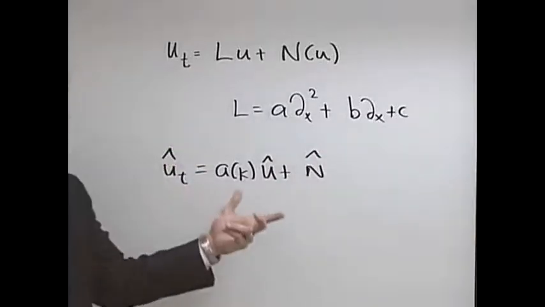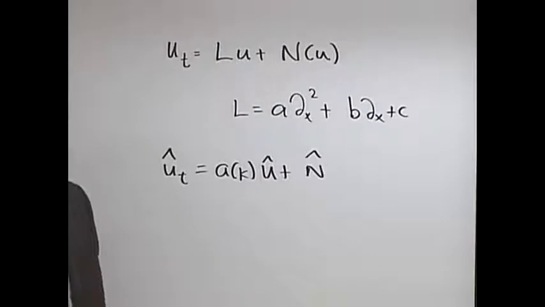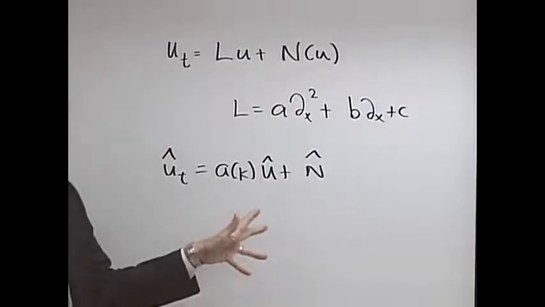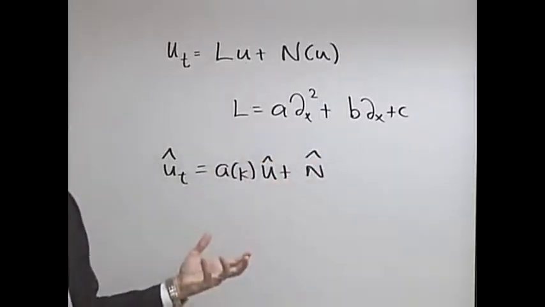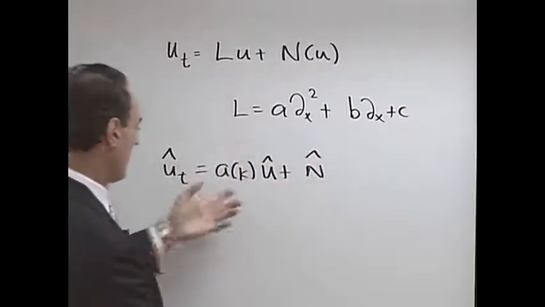I now have a differential equation. And I can throw that into ODE45, where A of k took care of all this stuff. This is some function of the k wave numbers. Well, what is A of k?